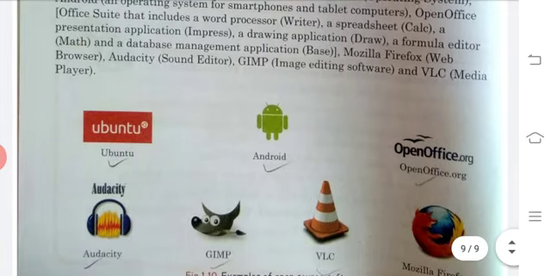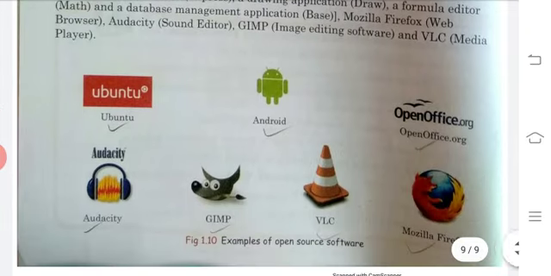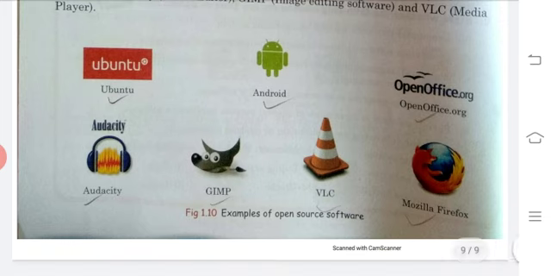So some examples of open source software are Ubuntu, Android, OpenOffice.org, Audacity, GIMP, VLC, Mozilla Firefox.